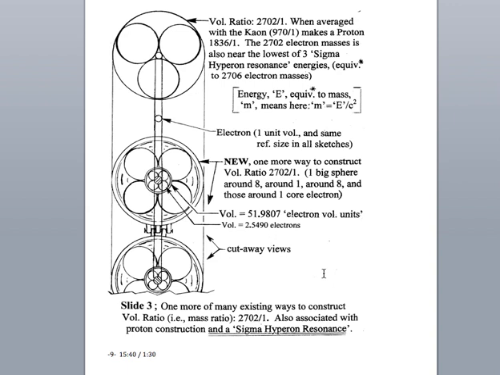We saw earlier how the 2702 to 1 volume ratio, when averaged with the 970 to 1 other ratio pattern, created a 1836 electron mass estimate for the proton's mass, a close estimate indeed. But the 2702 electron mass does one more good thing.